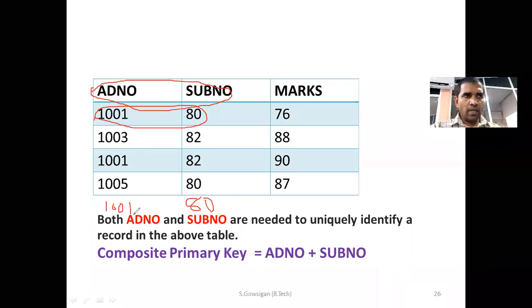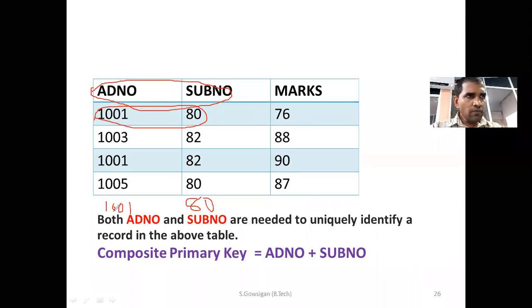So how to identify that? What's the meaning of first record? 1001. What is it? Admission number. 80. What is it? Subject number. 76. So the first record tells us that 1001, which means a person, right? Assume that it is Vimal, obtains 76 marks for subject number 80, which means maybe ICT. So Vimal obtains 76 for ICT. That is the meaning of first record.